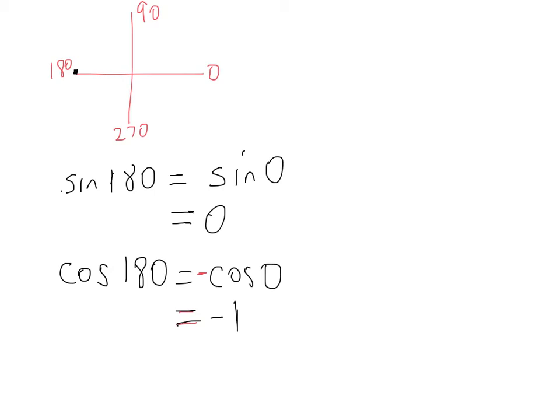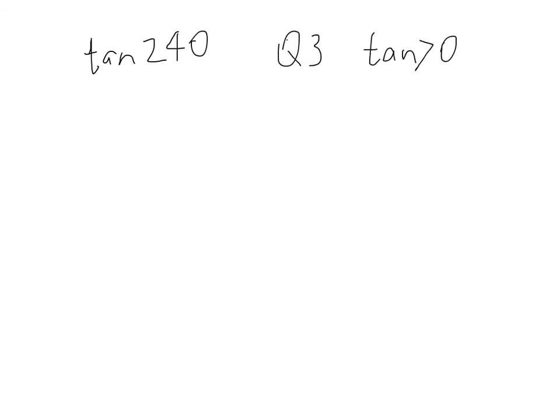What if I have something like this? If I had something like, I'm going to look at the tan of 240 degrees. Okay, well, what quadrant's that in? It's somewhere between 180 and 270, so we're in quadrant 3, and we know that tan is greater than 0 there, and so that's some information that will help us.